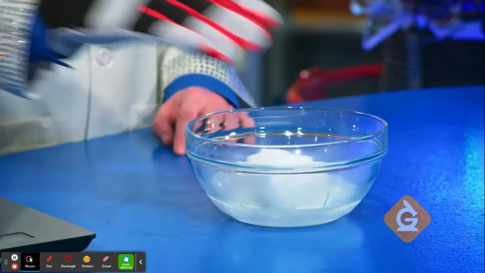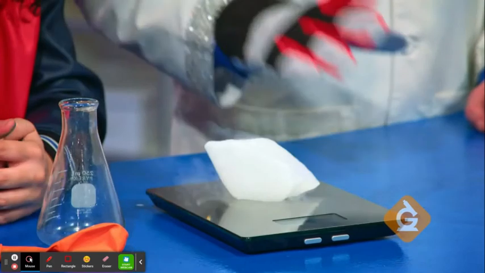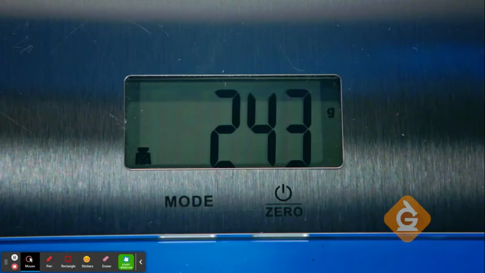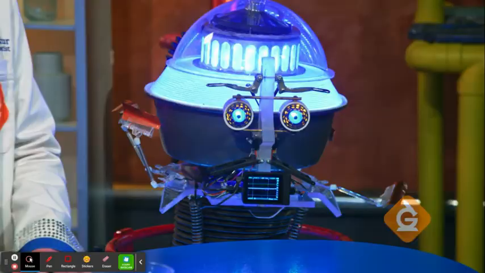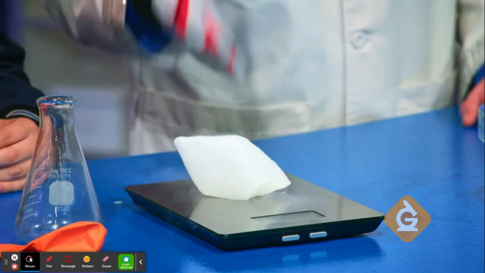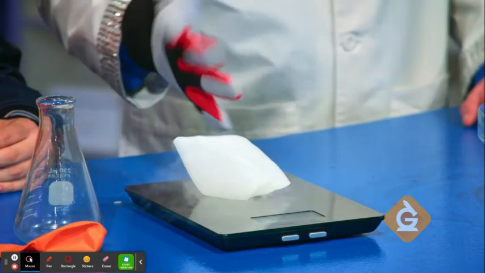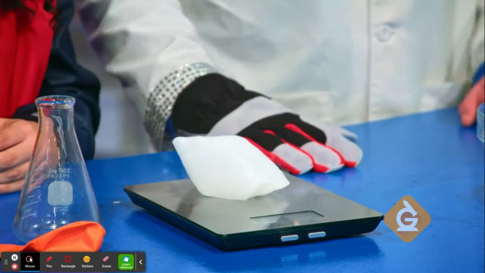When I put this piece of dry ice on our scale, we can see that it weighs 243 grams. Actually, now it weighs 242 grams. Wait, now it's saying 241 grams. Is it getting lighter? As you can see, it's turning into a gas. If we waited long enough, the whole chunk of dry ice would turn into a gas. It's almost like it's disappearing.